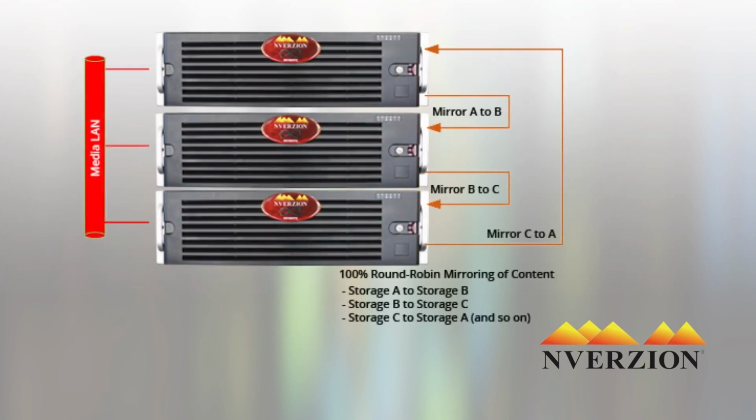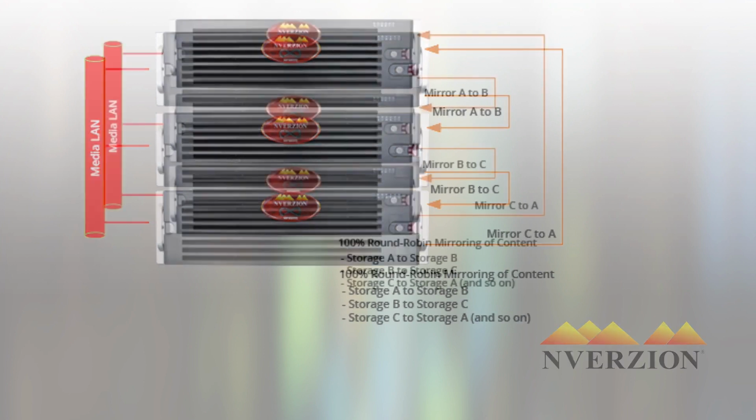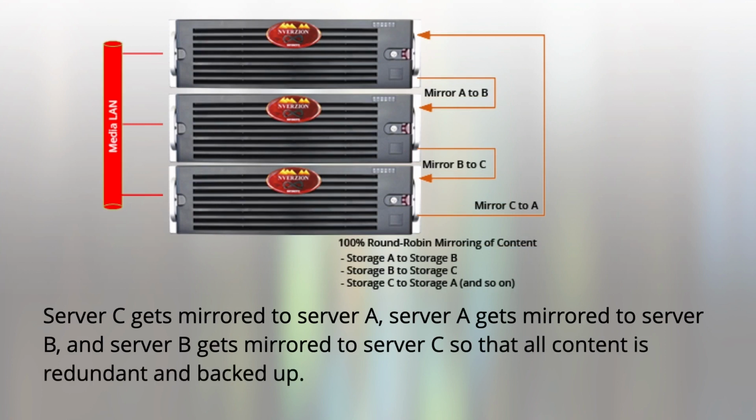In a more than 2 server configuration, we can also have shared storage or mirrored storage across 3 servers. We do this by handling storage from one server to the next in what we call a round-robin fashion, where server C gets mirrored to server A, server A gets mirrored to server B, and server B gets mirrored to server C, so that all content is redundant and backed up.